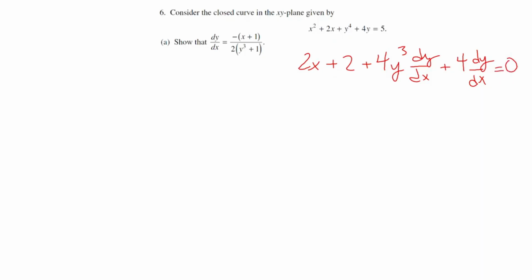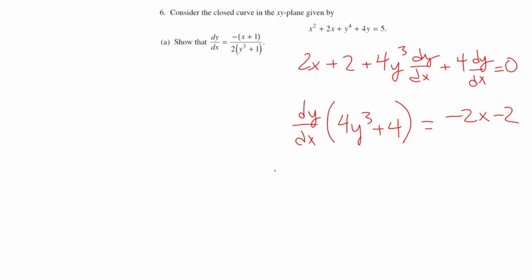We'll move the 2x and the 2 to the other side, and when we do that, we'll also factor out the dy/dx here. So we got 4y cubed plus 4, and over here, we'll have negative 2x minus 2. And now we can just divide. dy/dx is negative 2 times x plus 1. We might as well factor out the negative 2, right, since they did that. And then we'll divide by 4y cubed plus 4.